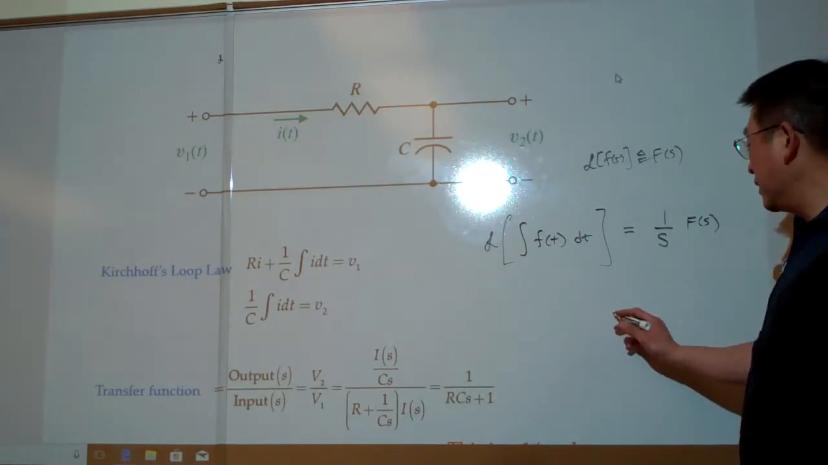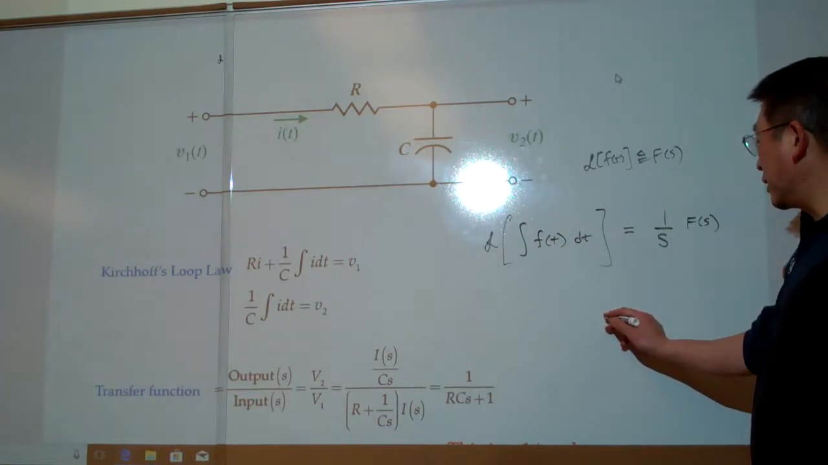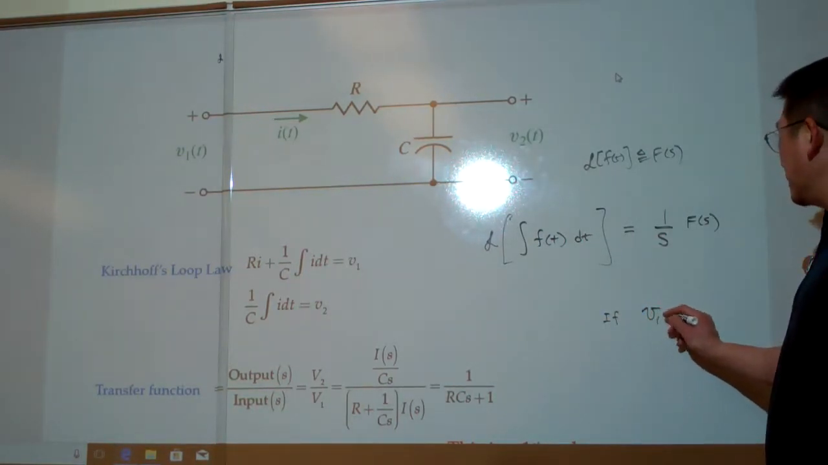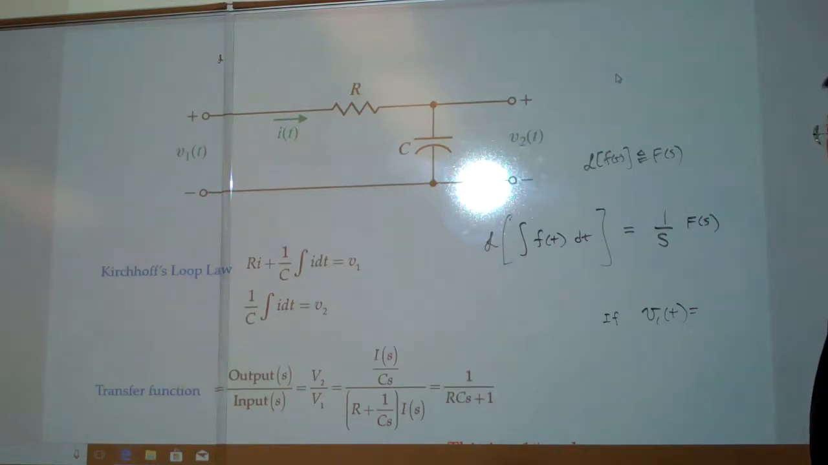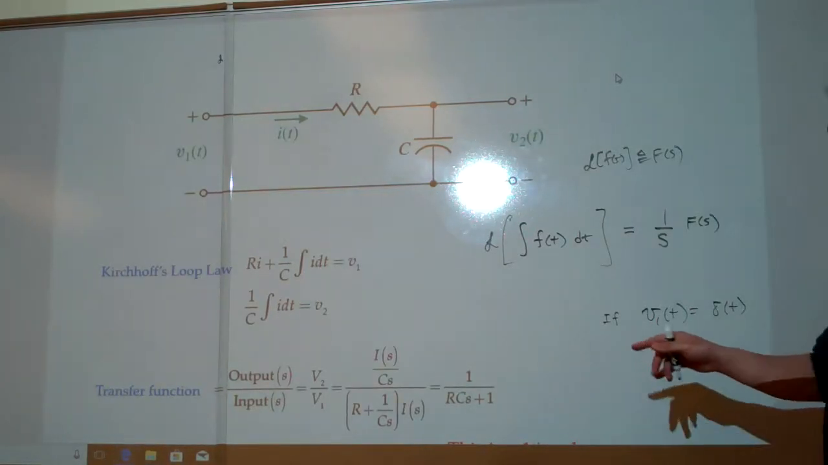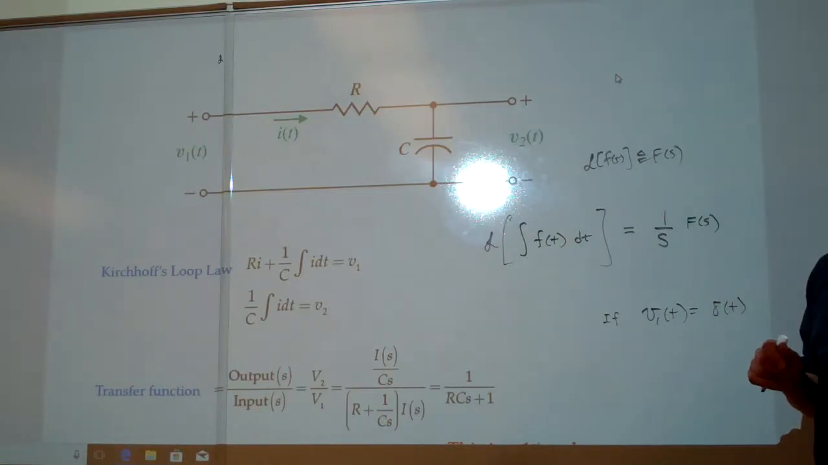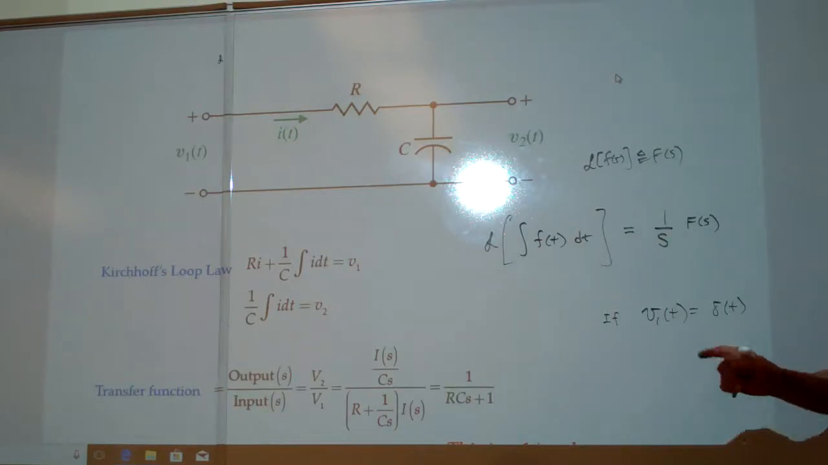So here, let me give one example. If we want V1 equal to delta t. What is delta t? The impulse, right? In electrical terms, they have a term for the spark. You should get a shock. They provide a shock signal there.